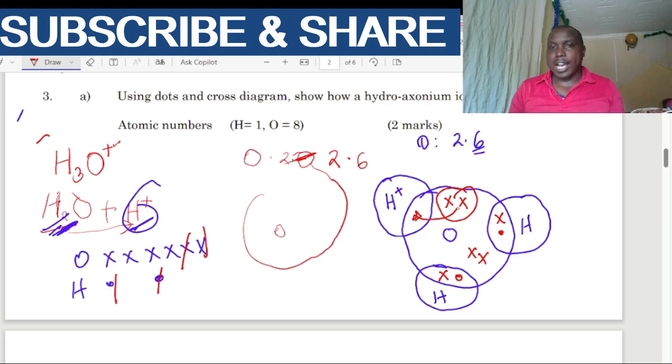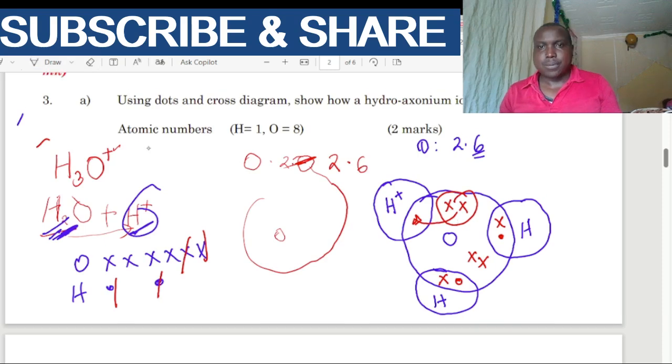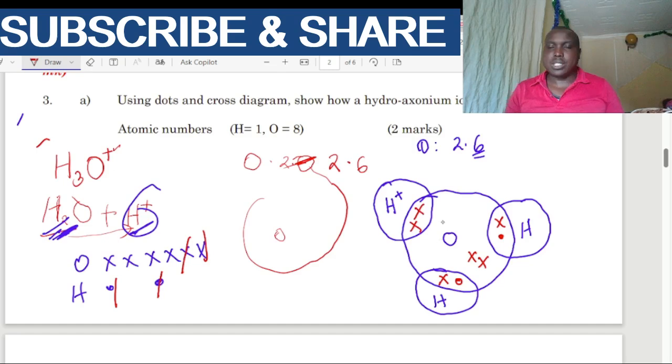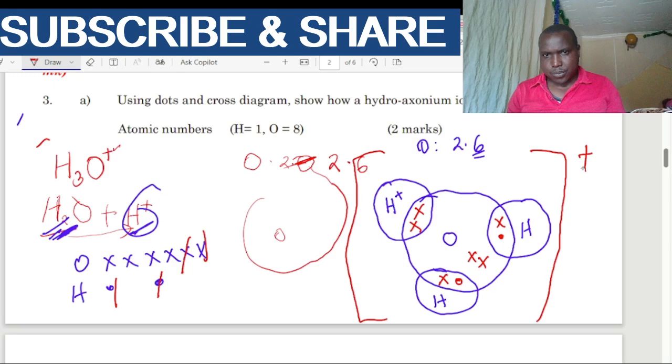Now these two electrons are brought inside here. Now these two are brought here, 1, 2. Now this one is now stable. Now once it is stable, because it was an ion, you remember to draw this bracket here and then have a positive there, and that is how the hydroxonium ion is drawn.